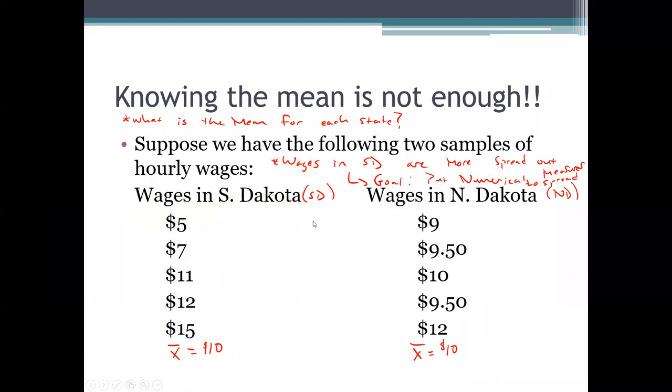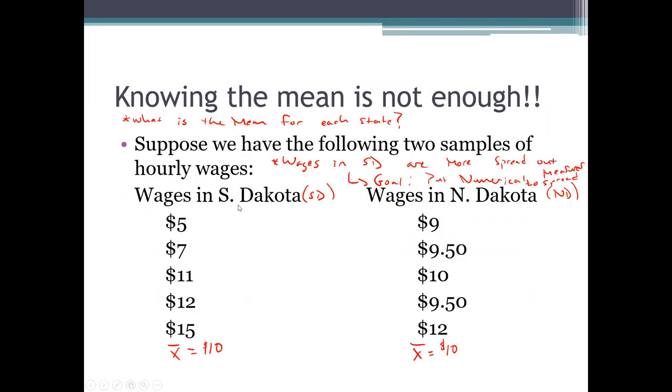All right, so measures of dispersion are meant to show how spread out data is. If you look at these two data sets, which one should have a higher standard deviation? Should the standard deviation in South Dakota be higher, or should the standard deviation in North Dakota be higher? Thank you, Melissa. Measures of dispersion attempt to put a numerical value to the spread, so a larger measure of dispersion means the data is more spread out. So when we do these calculations by hand, the wages in South Dakota should have a higher standard deviation than the wages in North Dakota.